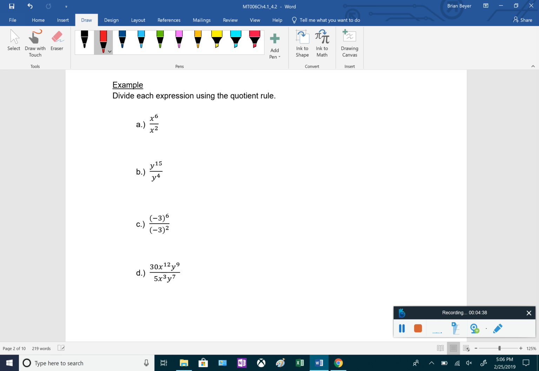Let's divide each expression using the quotient rule. First one, x to the 6th divided by x squared. They have the same base, so we can combine them. We subtract: it's going to be x to the 6 minus 2, which is x to the 4th. And then we're done with that one. Pretty simple. Next one, we have y to the 15th divided by y to the 4th. We combine them in the same base by subtracting their exponents, y to the 15 minus 4, which is y to the 11th.